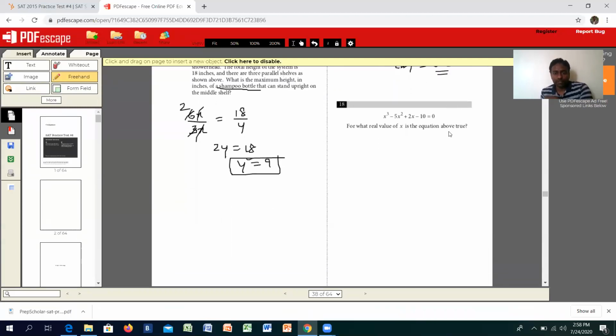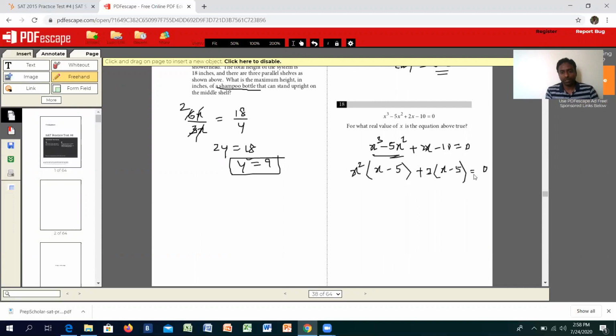Moving on to the next question: for what real values of x is the equation above true? x cubed minus 5x squared plus 2x minus 10 is equal to 0. From the first two terms I take x squared common, so I have x minus 5. And from the other two terms, if I take 2 common, I get the same thing, x minus 5. I have rearranged the terms, or you can say used the splitting method. So x minus 5 times x squared plus 2 is equal to 0.